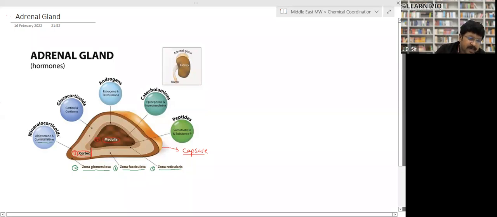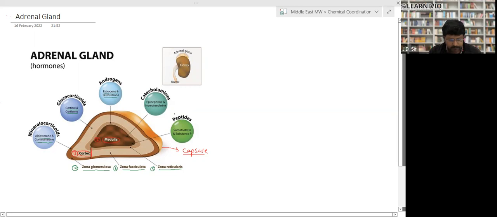The middle layer of the cortex, zona fasciculata, secretes glucocorticoids, for example cortisol and cortisone. The third layer, zona reticularis, secretes androgens, including estrogen and testosterone. The inner layer, the medulla, secretes catecholamines and peptides.